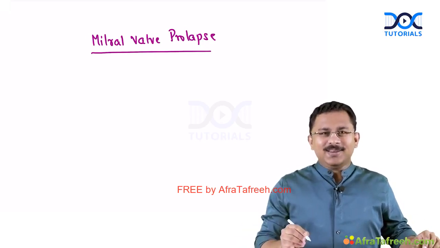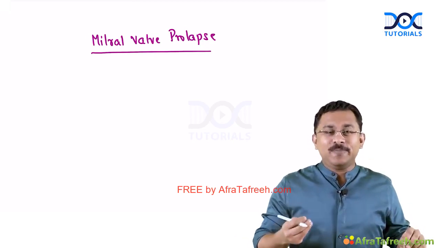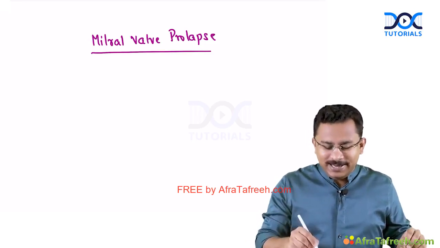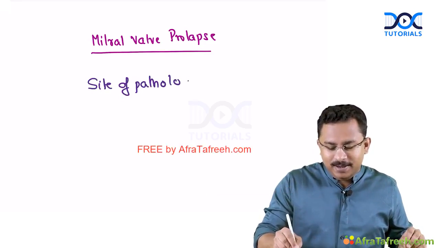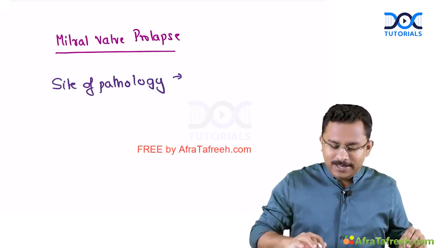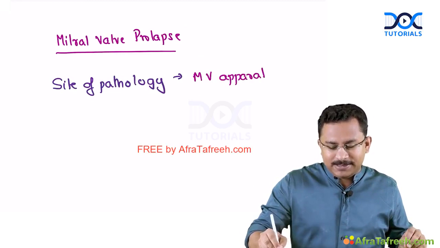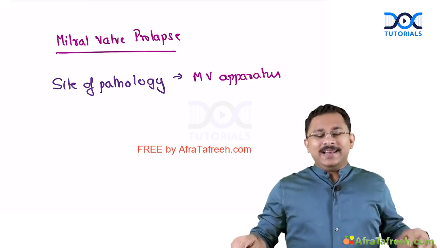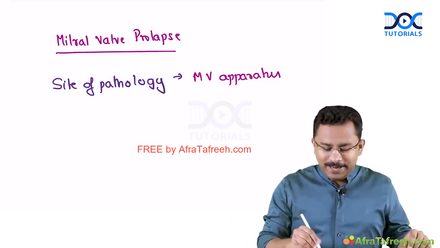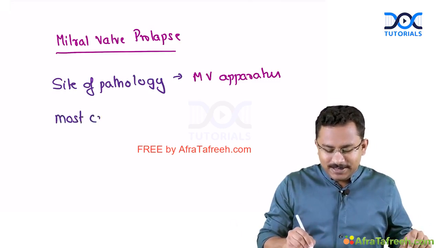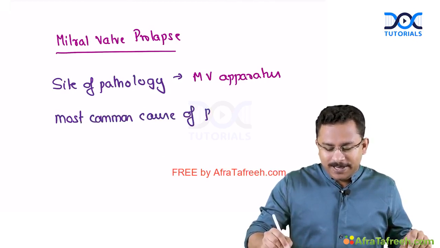Mitral valve prolapse is in fact a very common disease that is affecting the mitral valve. And if you ask me to be specific on the site of pathology for the MVP, I'll tell you the site of pathology is the mitral valve apparatus. And this entity of MVP is the most common cause of primary MR.